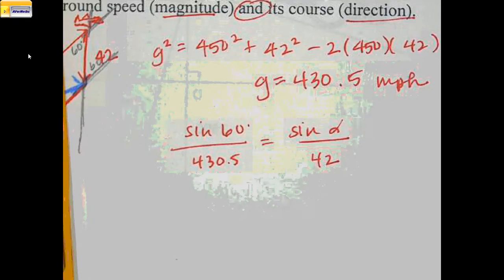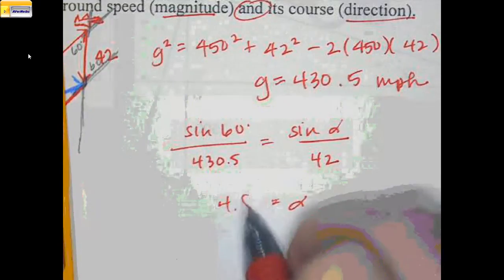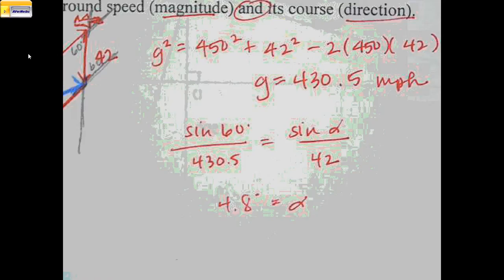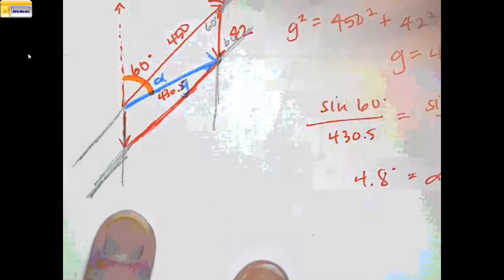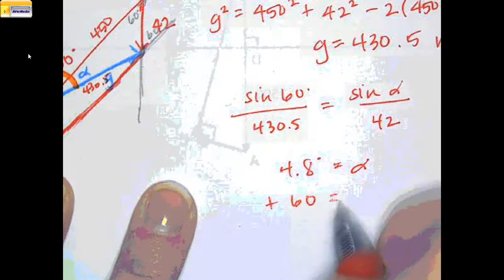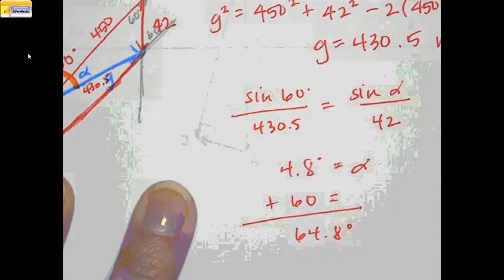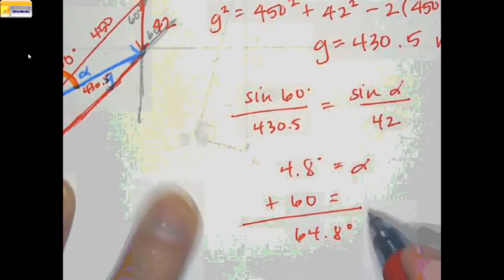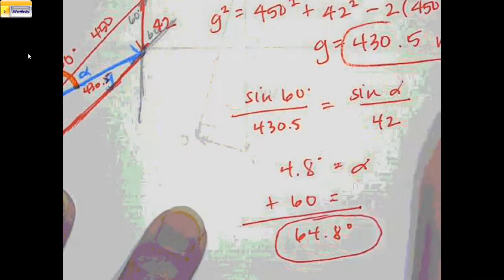All right, I got 4.8. How about you guys? 4.8 degrees. What do I do with that 4.8 degrees? Yeah, this was 60, and I have another 4.8 degrees. So we add our 60, we get 64.8 degrees. And that's our new heading.